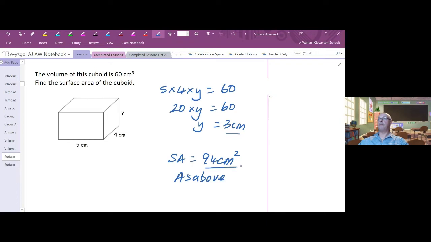But in an exam, you wouldn't be working that out above. Okay, so we've worked backwards where I find out the missing length and then I go on and work out the surface area.